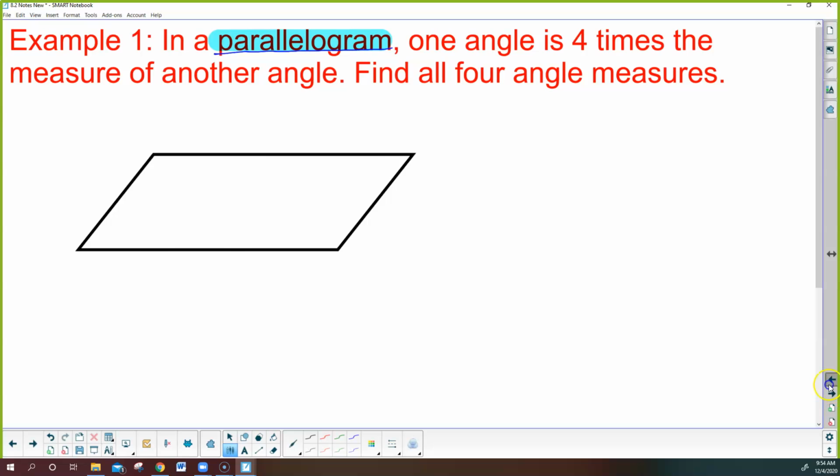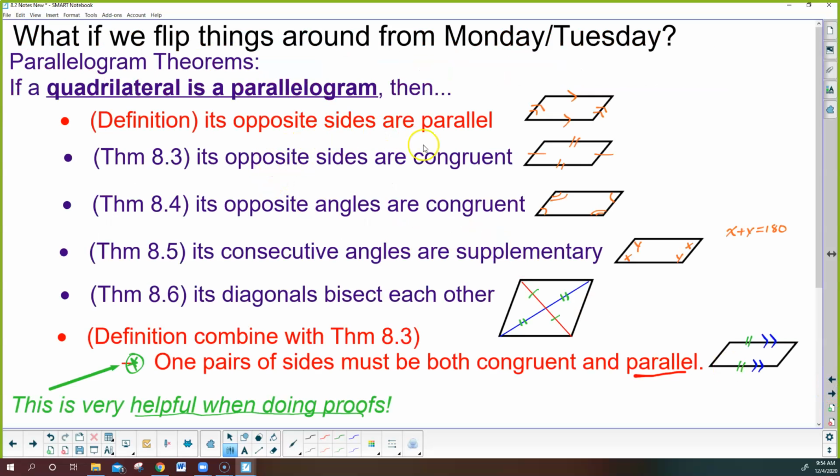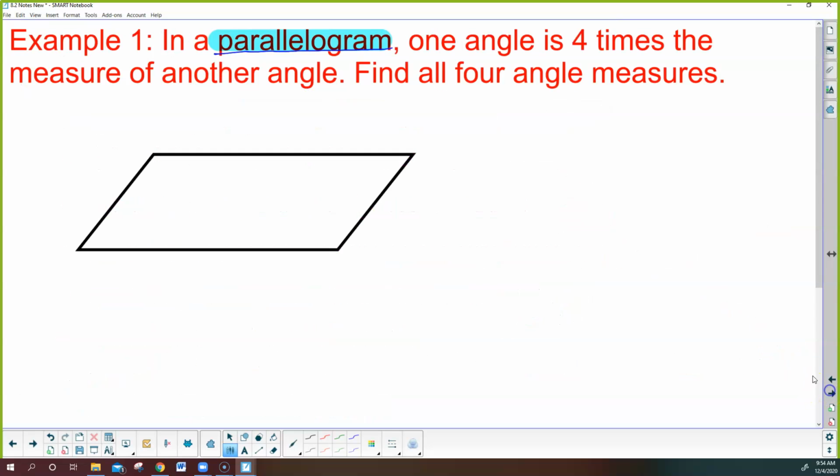So I'm thinking, if I go back really quick, okay, I have Theorem 8.4, opposite angles are congruent. All right, that could help. Or I have consecutive angles are supplementary. I only have 2 theorems that are really based off of angles, and which one will help me solve this problem? Now, they both can work, and I'll show you how we could use either one. But this is how my brain works.